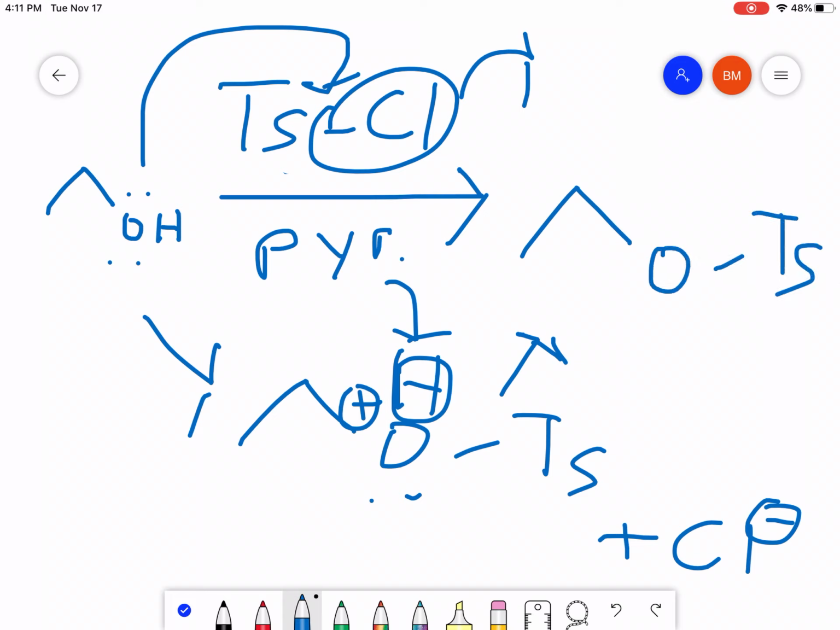By the way, if this looks a little messier, my stylus is totally kaput. It's not working, so I'm having to use my finger. So, having to ad-lib a little bit, but it should work out all right.